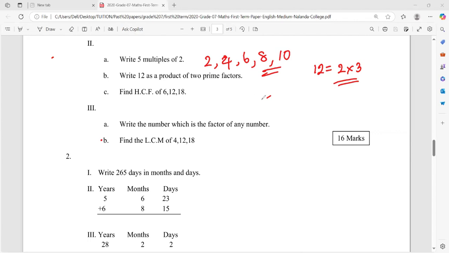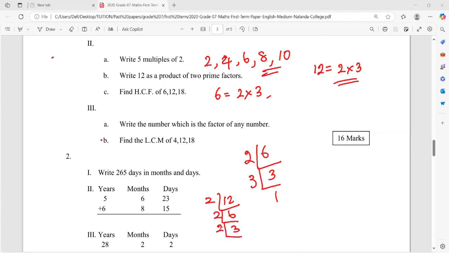So you know how to find the prime factors. You can divide by 2 and then you get 3. Divide by 3, you get 1. So you can write 6 is equal to 2 into 3. For 12, you divide by 2 and get 6, divide by 2 again, you get 3, divide by 3, and then you get 1. Therefore, 12 is equal to 2 into 2 into 3.